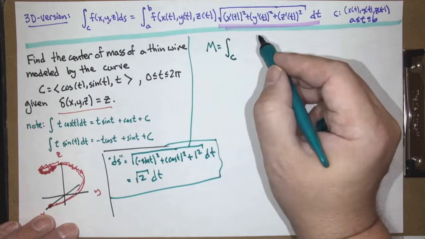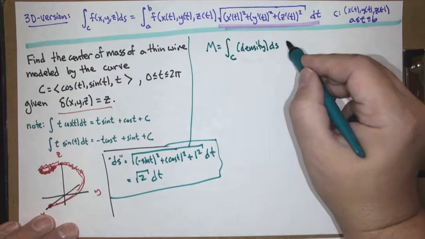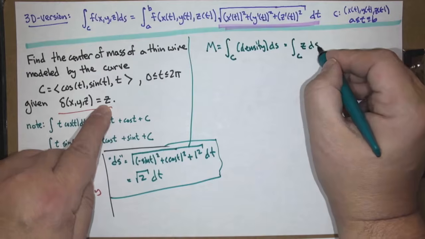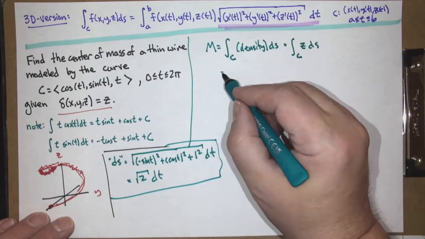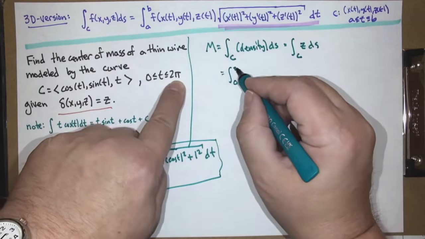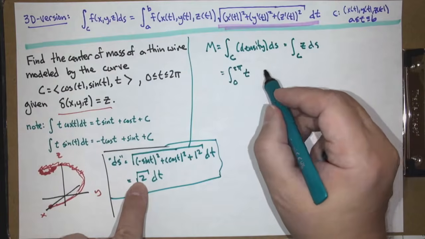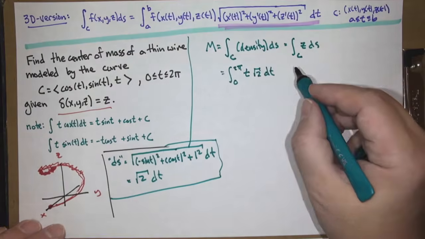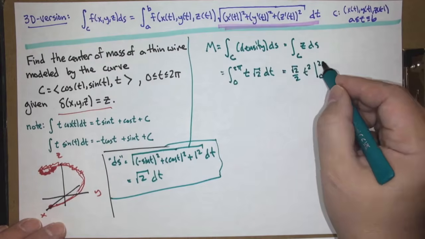You integrate what? You integrate density. So for us, it's the integral along the curve. Our density is z, so that's the integral we have to do. When we rewrite this in terms of t, it's going to become the integral from 0 to 2 pi. Z becomes t, and ds becomes square root of 2 times dt. That becomes square root of 2 over 2 t squared, evaluated from 0 to 2 pi.